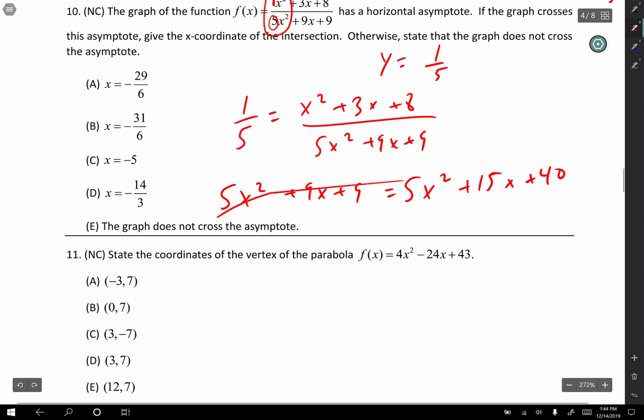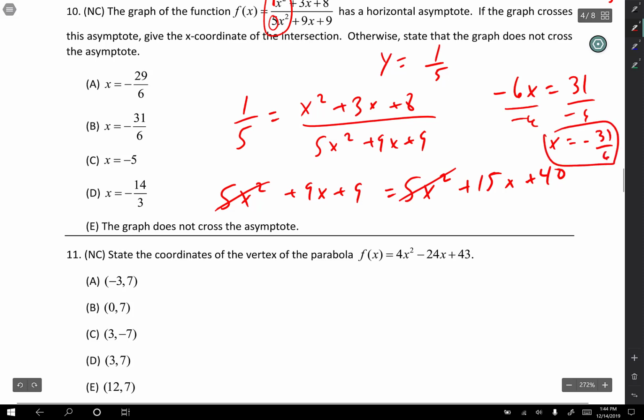So the 5x squareds cancel out. Then I'm going to move the x terms to the left and the whole numbers to the right. So minus 15x on both sides. 9x minus 15x is negative 6x. And then minus 9 on both sides, that's going to be 31. And then divide by negative 6, and you get x equals negative 31 over 6. And I'm going to be looking for that answer. And there you go.